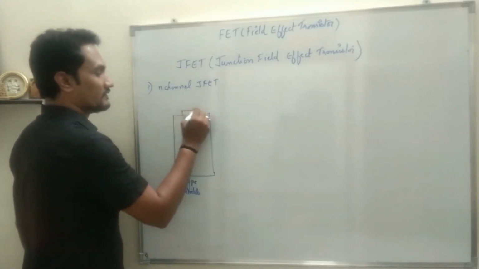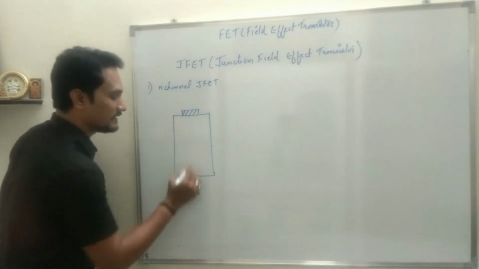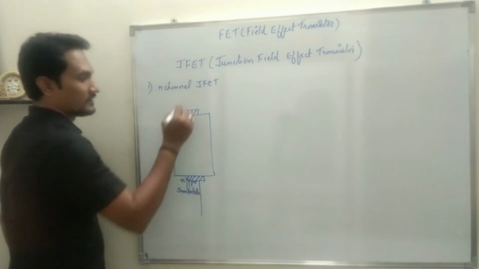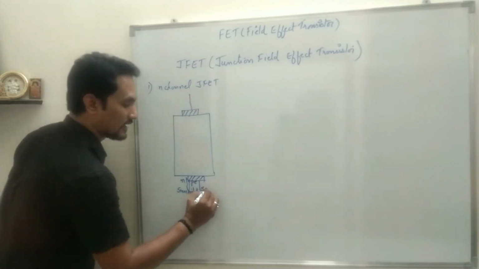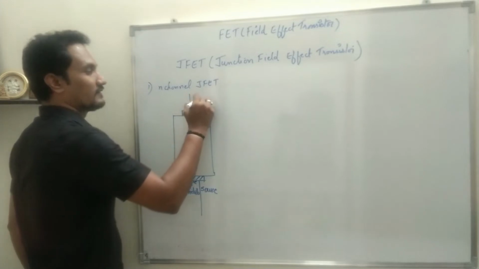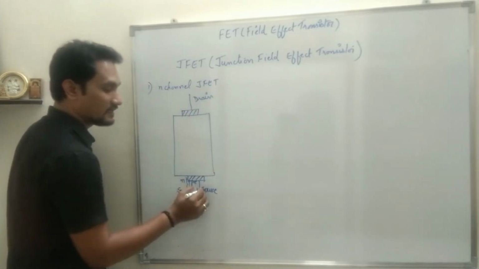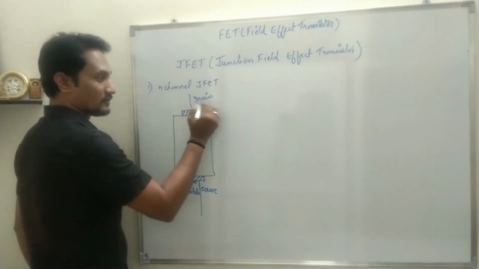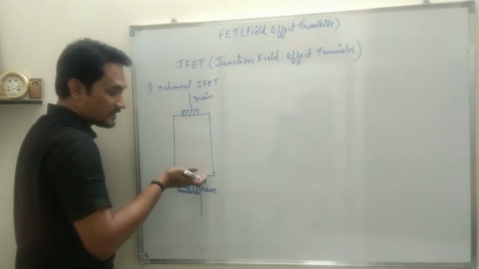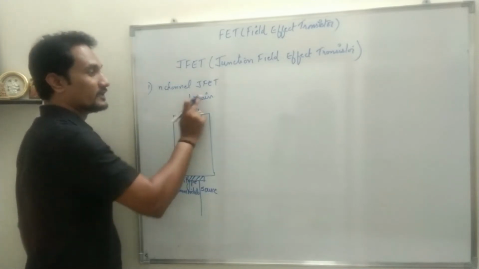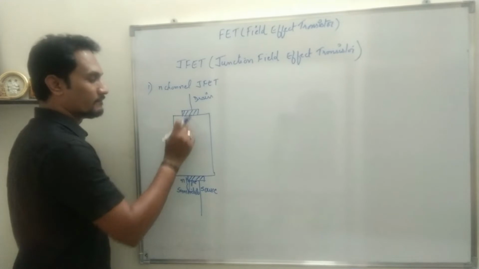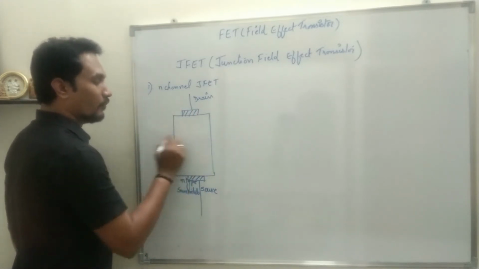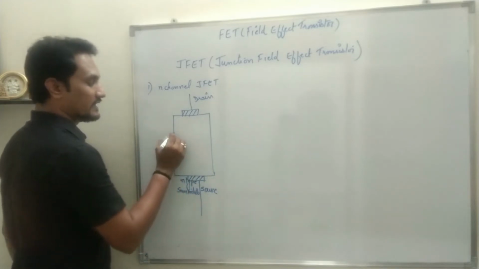This N type semiconductor acts as a resistance between the 2 terminals. These 2 terminals are called source and drain, because the charge carrier will move from one terminal and be collected by the other. Source means the charge carrier moves from this terminal. Drain means it gets collected by this terminal.